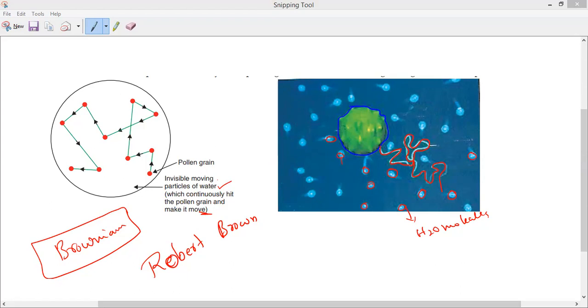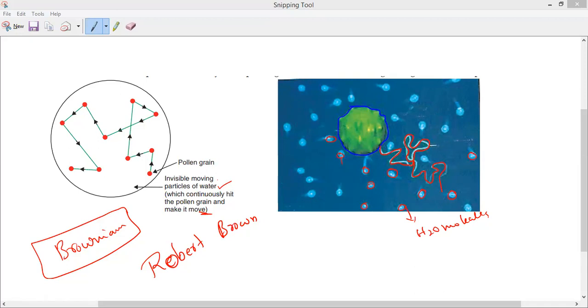So it is indicating Brownian motion. We can say that particles inside the matter are in constant motion, constantly moving. This motion we call Brownian motion. This Brownian motion we can observe in gases also. Yes or no? Yes, sir. What is an example of Brownian motion? Where can we observe Brownian motion in gases?